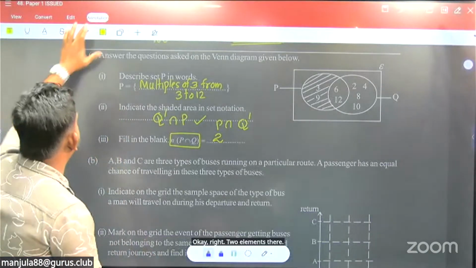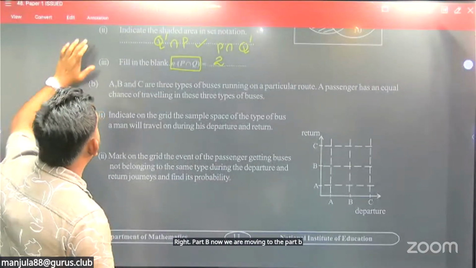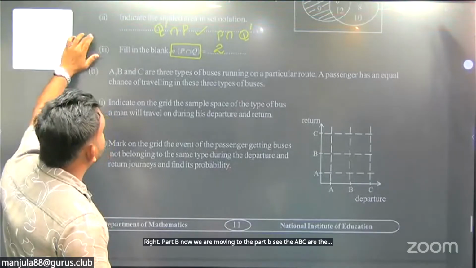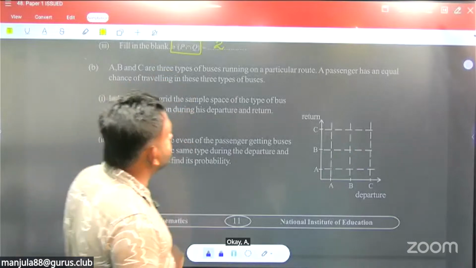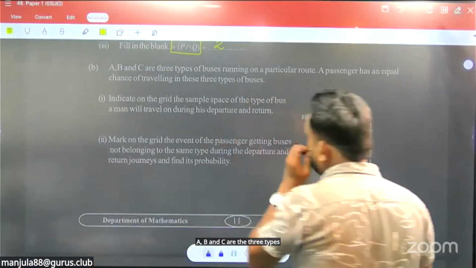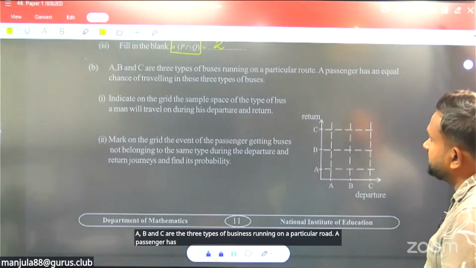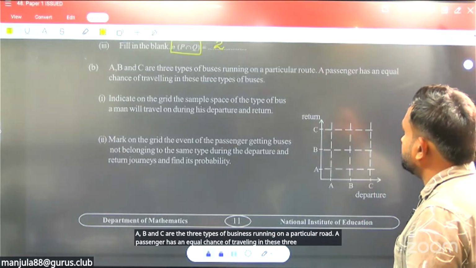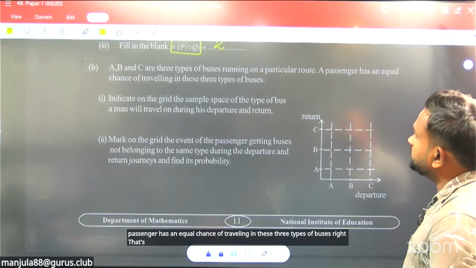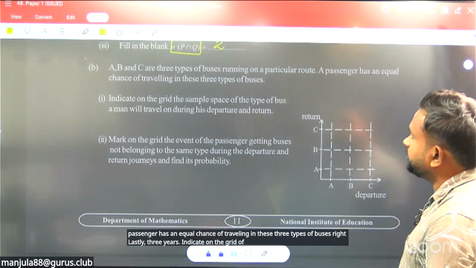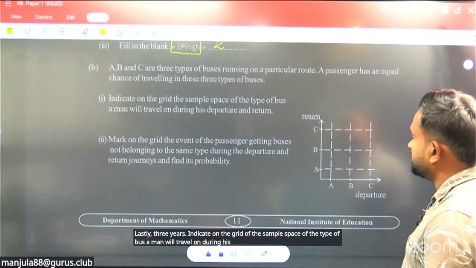Right, part B. Now we are moving to part B. See, A, B, and C are the 3 types of buses running on a particular route. A passenger has an equal chance of traveling in these 3 types of buses. Indicate on the grid the sample space of the type of bus a man will travel on during his departure and return.